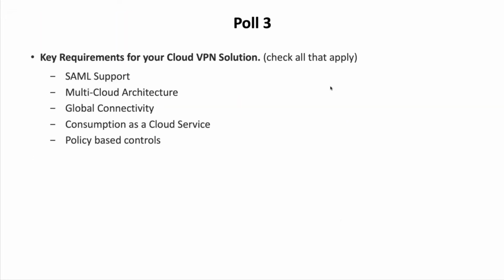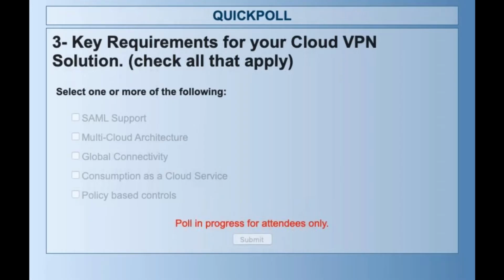So let's have another poll here real quick. So in terms of key requirements that you guys would see from a cloud VPN solution, what are some of the key pieces here? SAML support, multi-cloud architecture, global connectivity, consumption as a cloud service, or these policy-based controls that I was talking about. Give you 15 seconds or so.